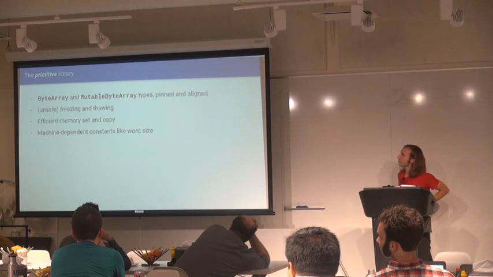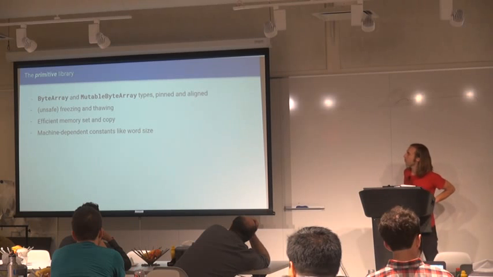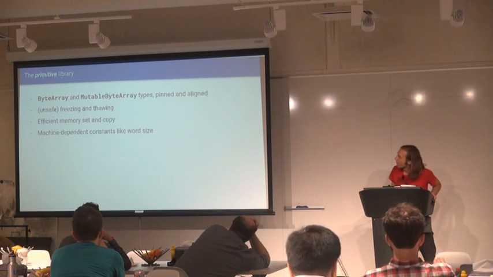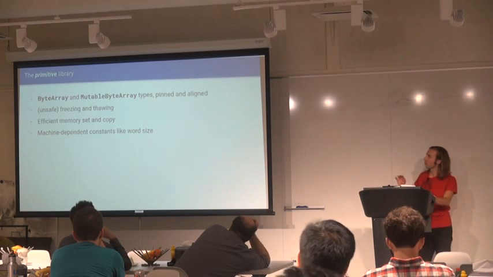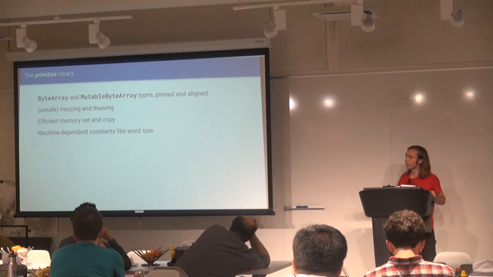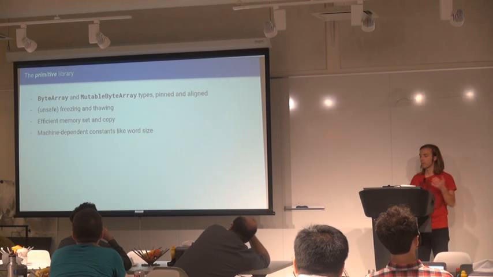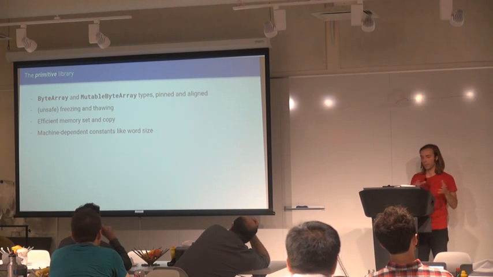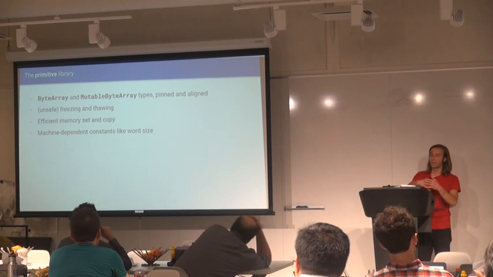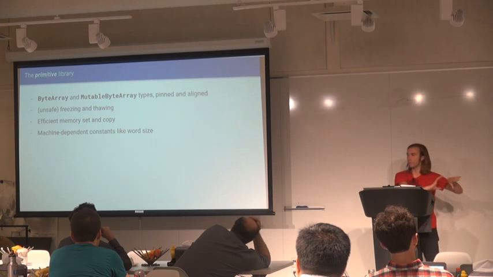I actually don't have much experience with foreign function interface stuff, but pinned just means it won't move, and then you can set alignment and stuff. You can freeze and thaw between byte arrays and mutable byte arrays, which is just a no-op. It's for library authors to use very carefully, to be able to use mutability and then present back to the user a pure array that is not going to be modified behind the scenes.